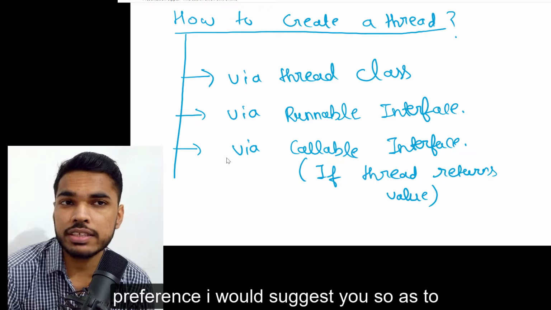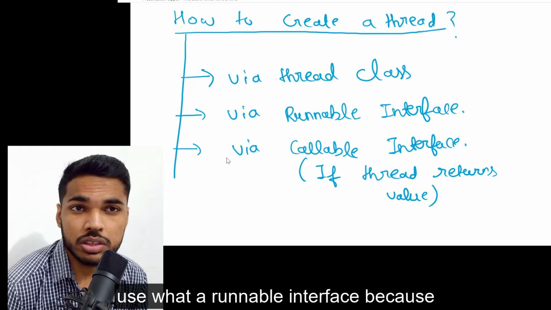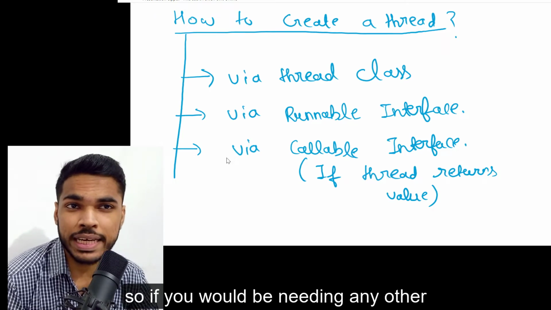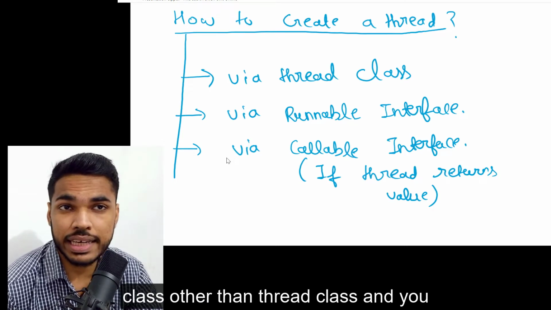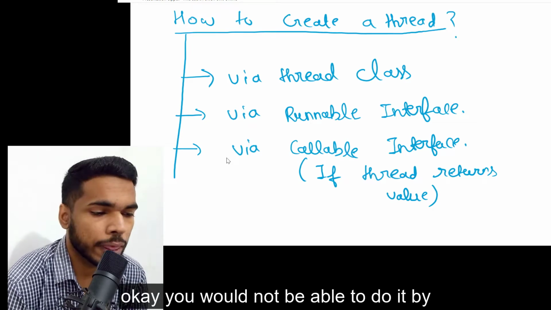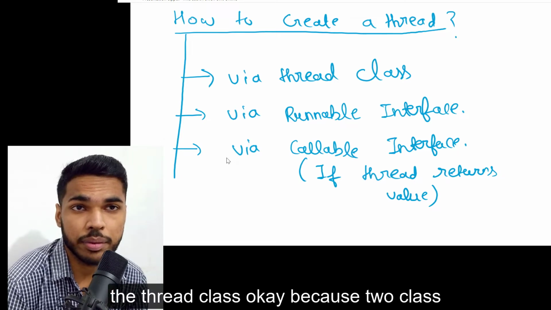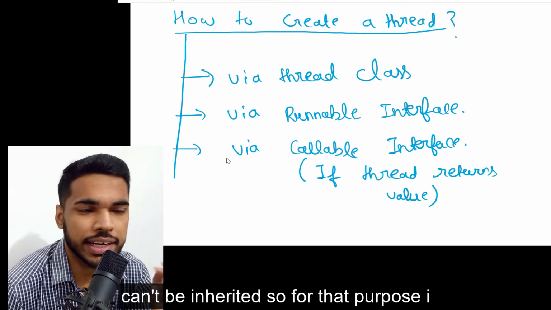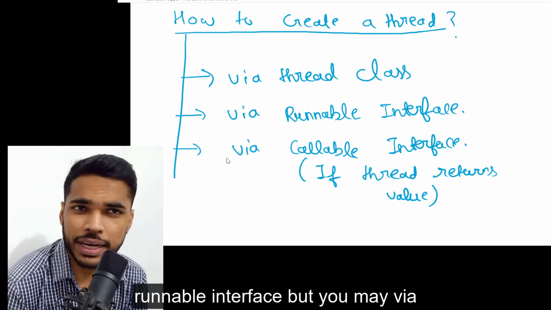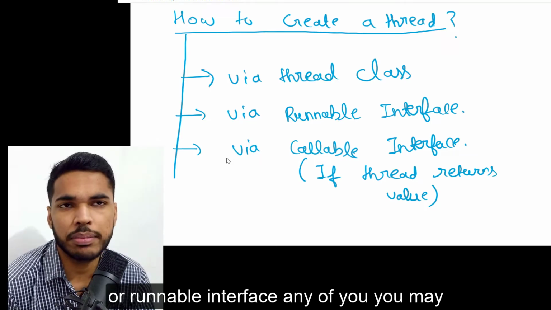For preference, I would suggest you use the Runnable interface, because Java doesn't allow multiple inheritance. If you need any other class besides the Thread class and want to extend it in your class, you would not be able to do it via the Thread class, because two classes can't be inherited. For that purpose, I would suggest the Runnable interface, but you may use either of the two, the Thread class or the Runnable interface.